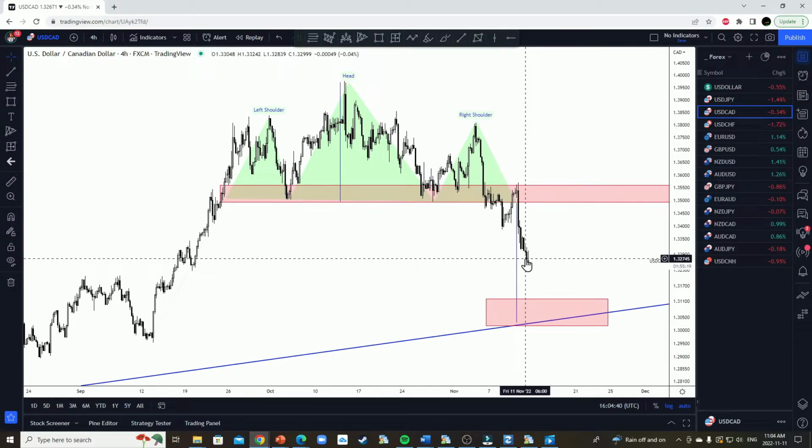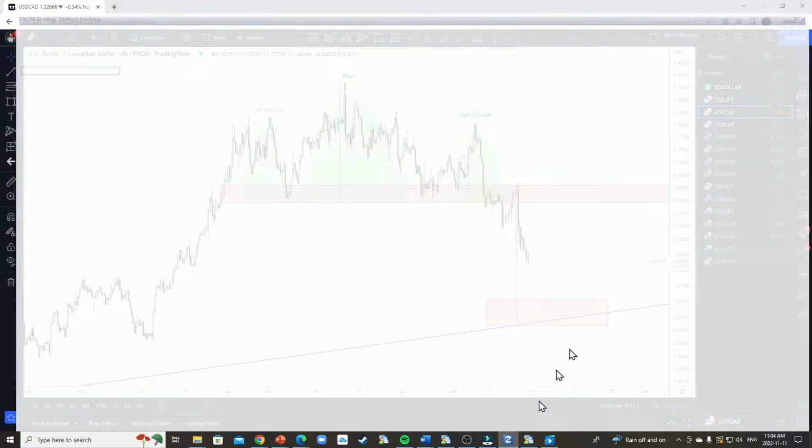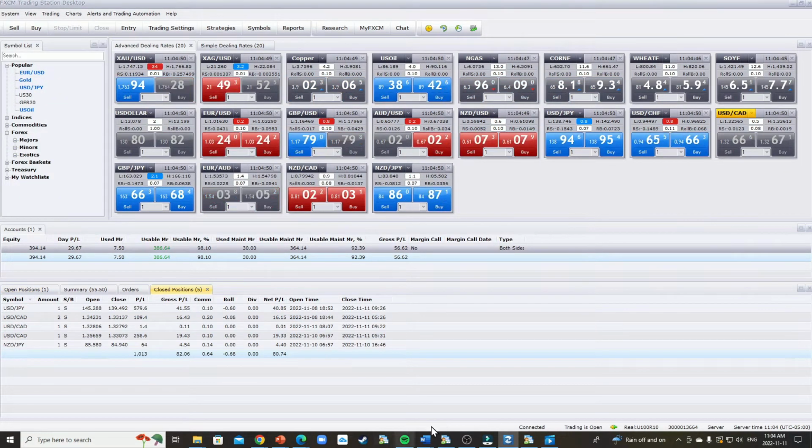And I tried to short again, but then I was like, yeah, it's Friday, you might as well just get out flat. So the trades for today are over here. So I made $80 on a $300 account, which is pretty good. So I liquidated 1 lot of the US yen, 2 lots of the USD Canadian, but then this is the flat trade I was talking about.